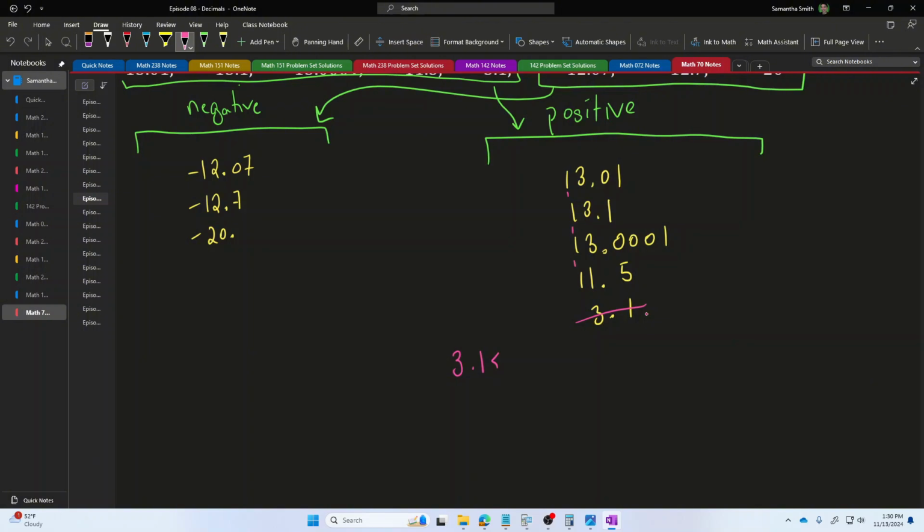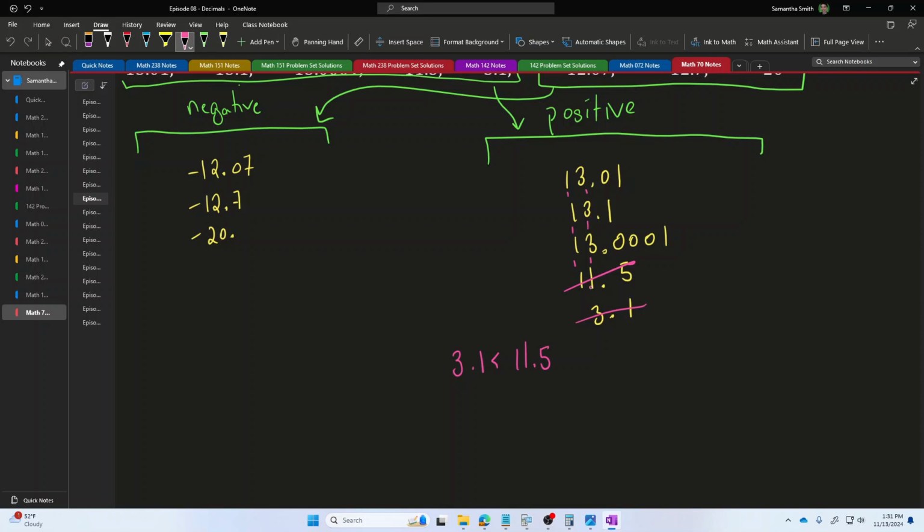Now that I've compared the digits that are furthest to the left of the decimal point, let me compare the digits in the ones position. In the first number, I have 3 ones. In the second number, I have 3 ones. In the third number, 3 ones. In the fourth number, I only have 1 one. So because this value has the smaller number of ones, this would be the next smallest out of the positive values.